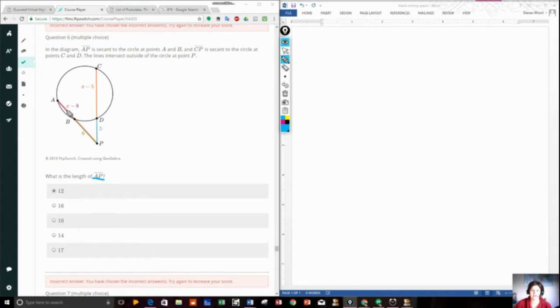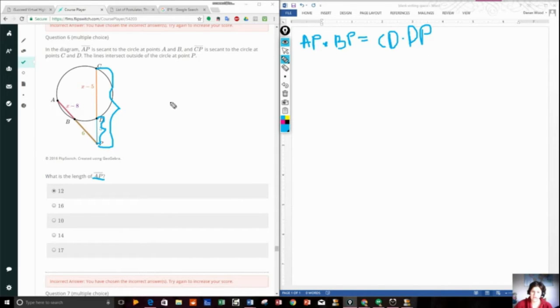So I'm asking myself, okay, what do I have? I have 2 secant lines, and I'm going to remember that the total length of the secant line times the exterior part, so the whole line AP multiplied by the exterior part, so BP, is equal to the whole length of the other secant, so CD times just the outside DP.